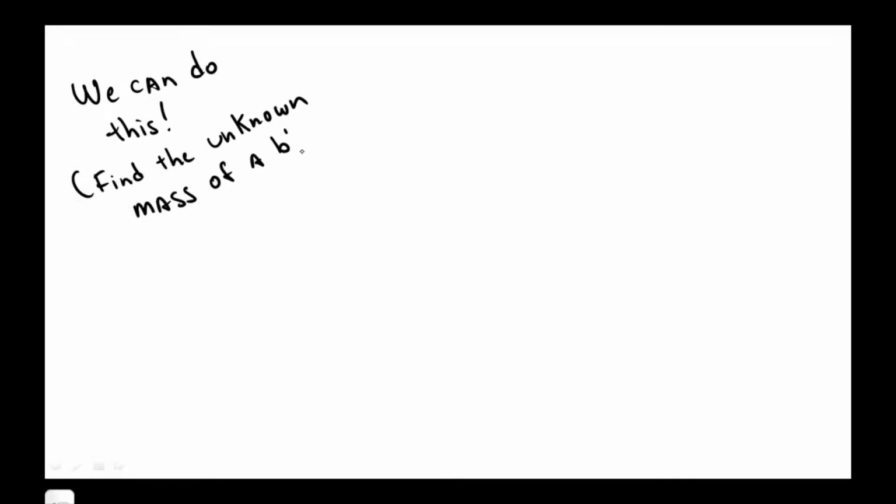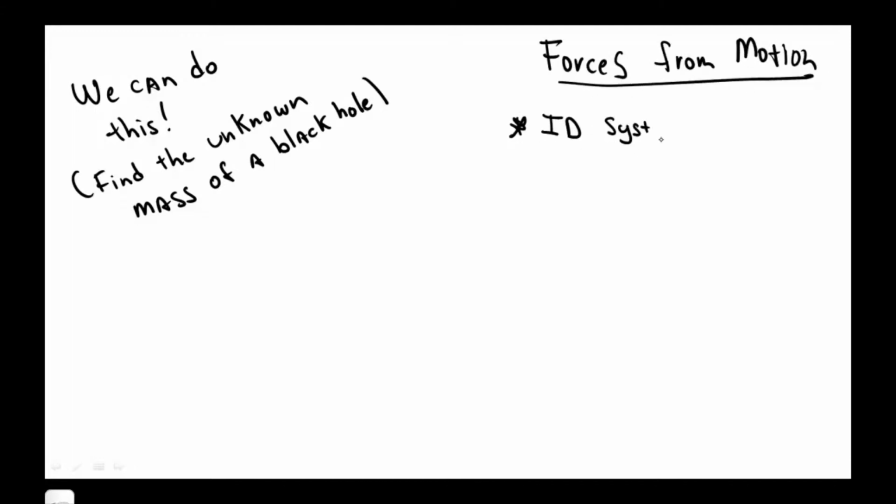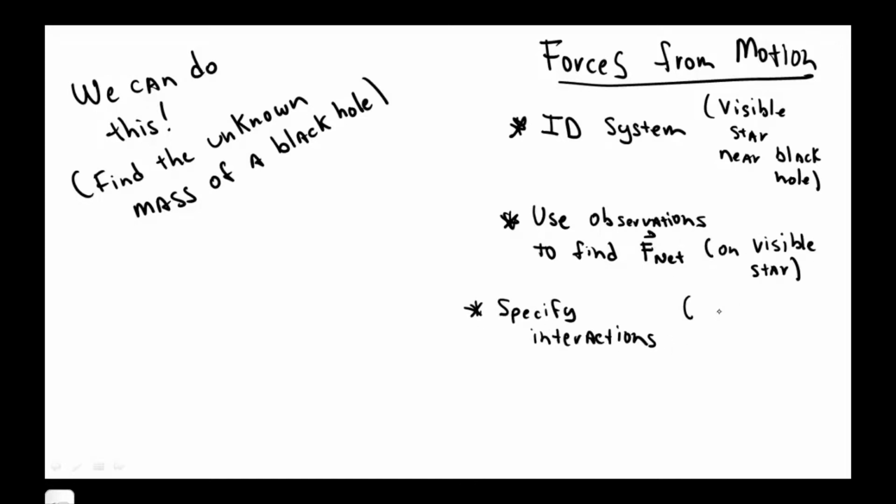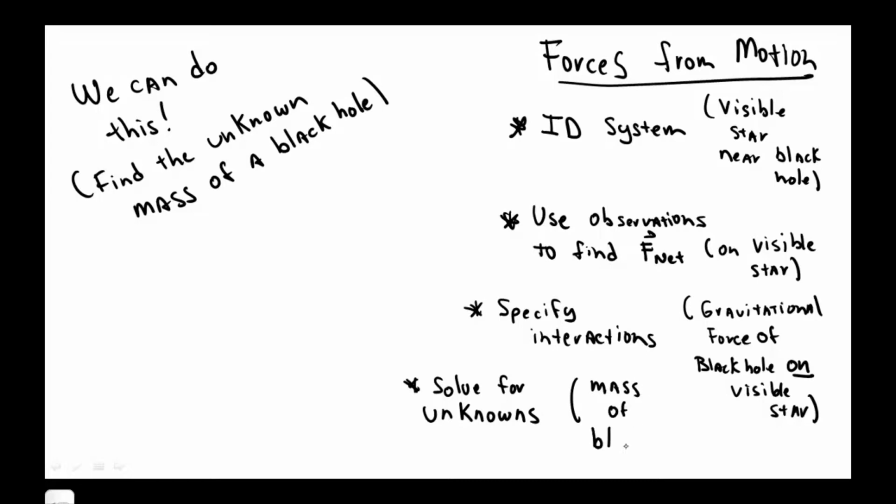This motion problem is another case of finding forces starting from observations. We know the steps for solving problems like these. Beginning with identifying the system whose motion we're studying, we use observations of the system's motion to find the total force, the net force acting on the system. We next specify the particular interactions that contribute to the net force, and finally solve for unknowns in the problem.